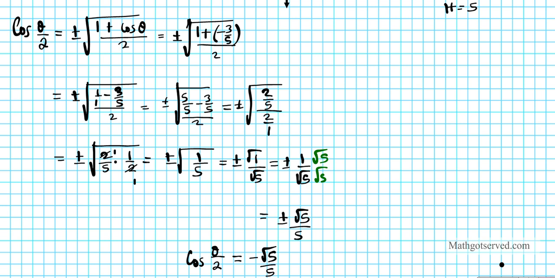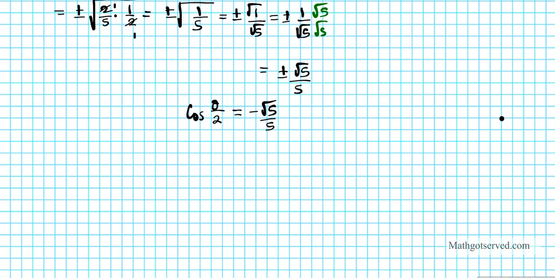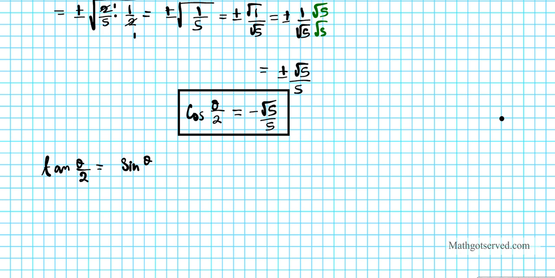All right, so that's cosine theta over 2. Now let's go ahead and look for the last one, which is tan theta over 2. For tan theta over 2, I have three choices to use. For this one, I'm going to use sine theta over 2 divided by cosine theta over 2. Actually, I have four choices to use, but this is the easiest one.